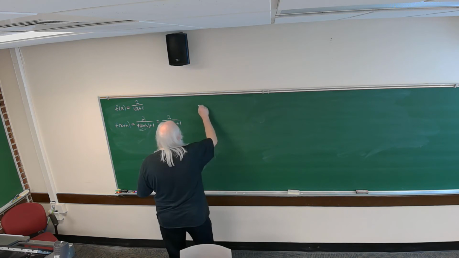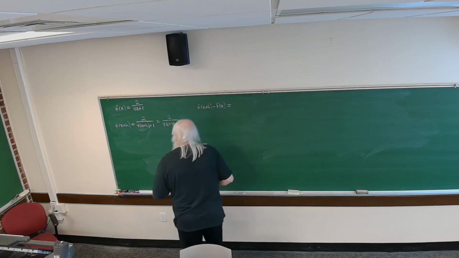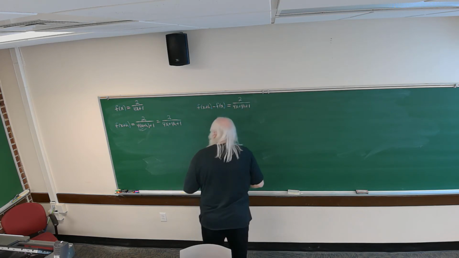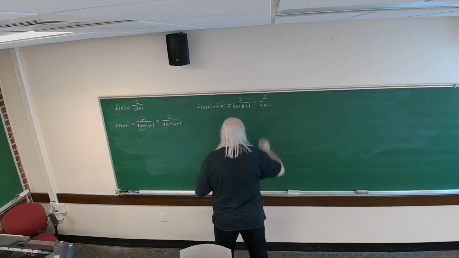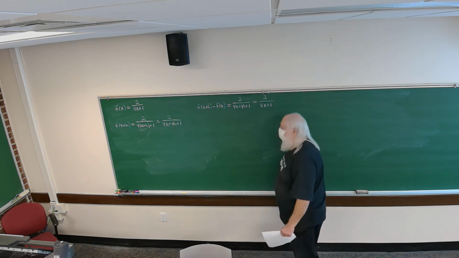Now we got to do f of x plus h minus f of x. Well, f of x plus h is equal to 2 over 4x plus 4h plus 1. And then we got to subtract f of x, which is 2 over 4x plus 1. So here's where it gets a little challenging.